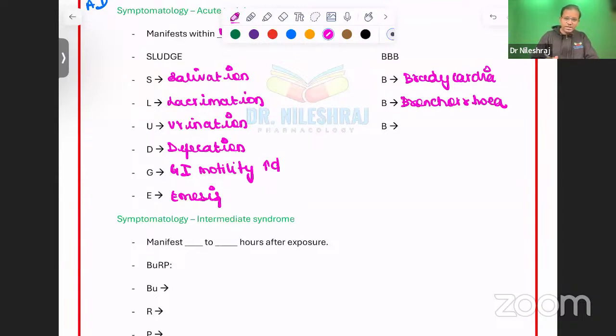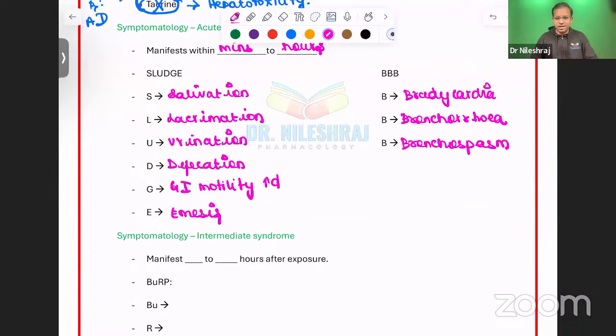Bronchorrhea means increased secretions from the trachea and bronchus. And B is for bronchospasm. A very famous mnemonic is SLUDGE and BBB. You can go with that mnemonic and remember it, but if you find it difficult, don't worry. All these we have already explained, my dears.